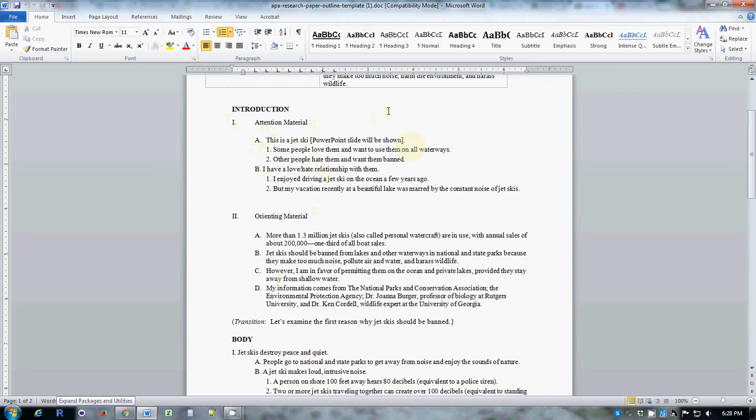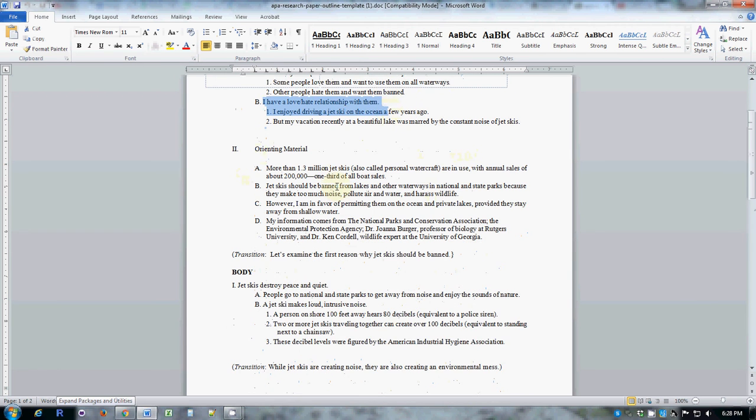I do like very much that the introduction has what's called attention material. This is the grabber, the teaser. It introduces the topic and what the purpose of the paper is. So this is a jet ski. That's purely factual, just the topic. What is this paper about? And finally, some discussion of what the goal of the paper is, what the substance of the paper is. So that's called attention material, what it's about and what the goal is, where it's going to go.